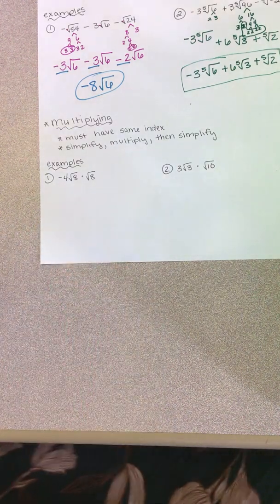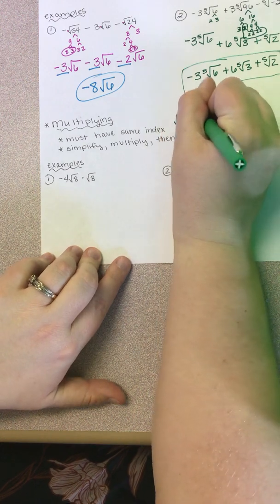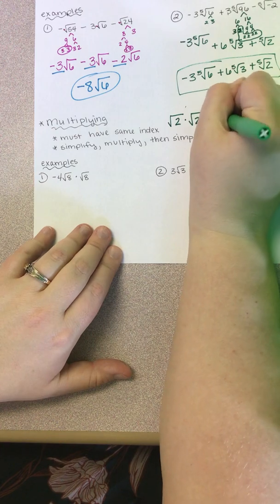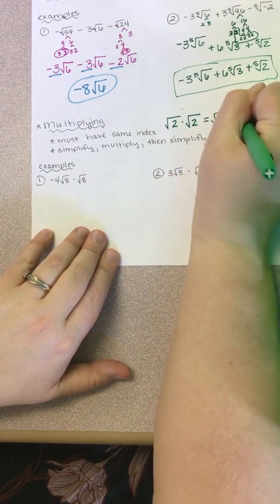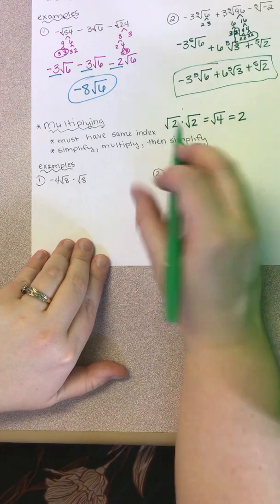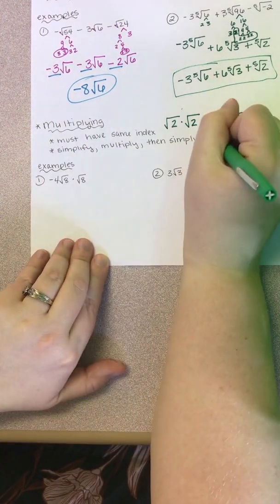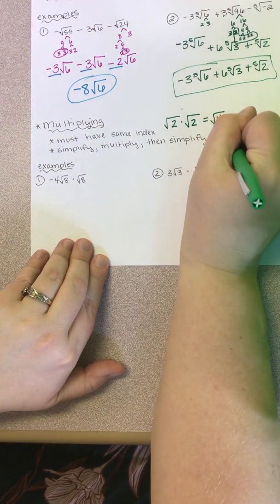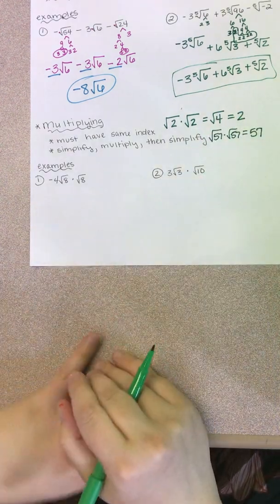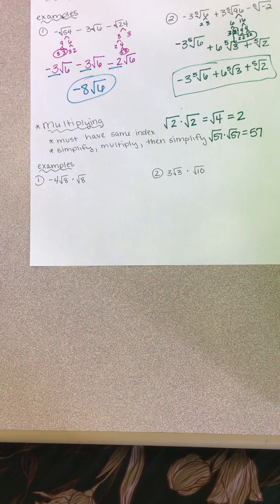So before we do that, I need you to know that if I have the square root of 2 times the square root of 2, I would just get the square root of 4, which is equal to 2. So when you multiply the same square root together, it cancels and gives you the number underneath. It'll work for anything. If I have the square root of 57 times the square root of 57, it is just 57. So no matter what, if you multiply the same square roots together, it gives you the number underneath.